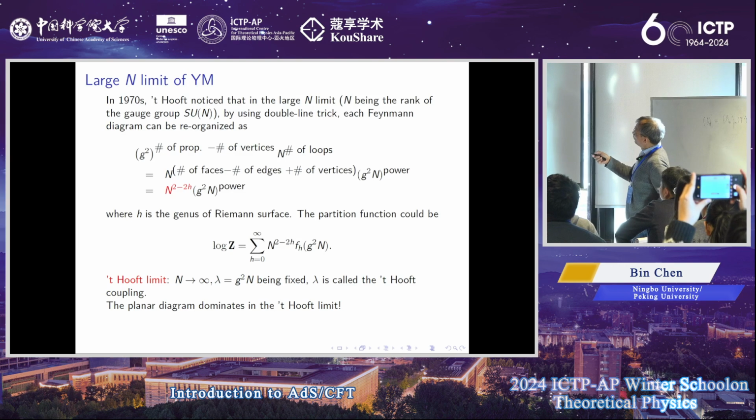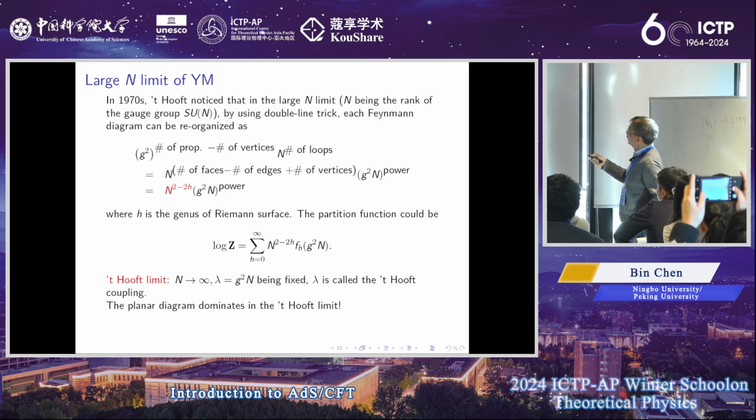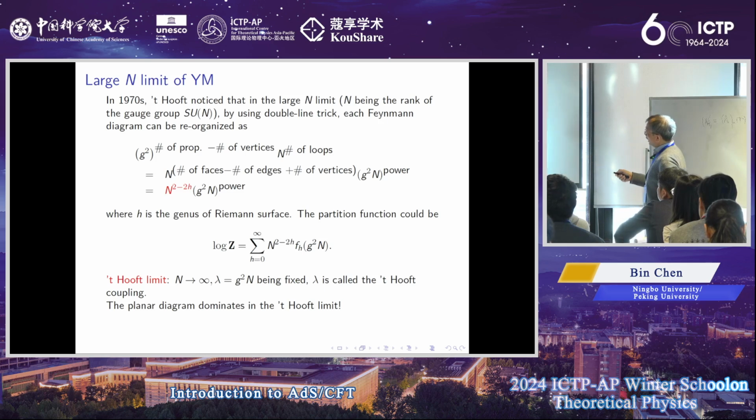So this is a propagator. You have this G square. Each propagator has G square. So if in a Feynman diagram you have a bunch of propagators, you have G square to the number of propagators. And you have a vertex. This is the coupling, the 3 vertices or 4 vertices. And you have the 1 over G square. So you have this -1.